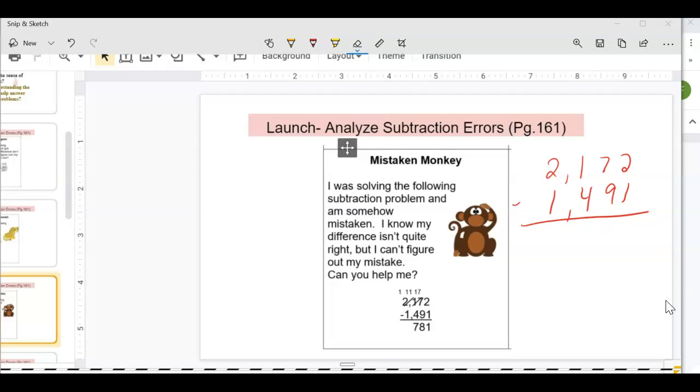Okay, so now we are moving on to the mistaken monkey. And the problem for the mistaken monkey, again, same problem, 2,172 minus 1,491. We're still trying to identify the mistake.